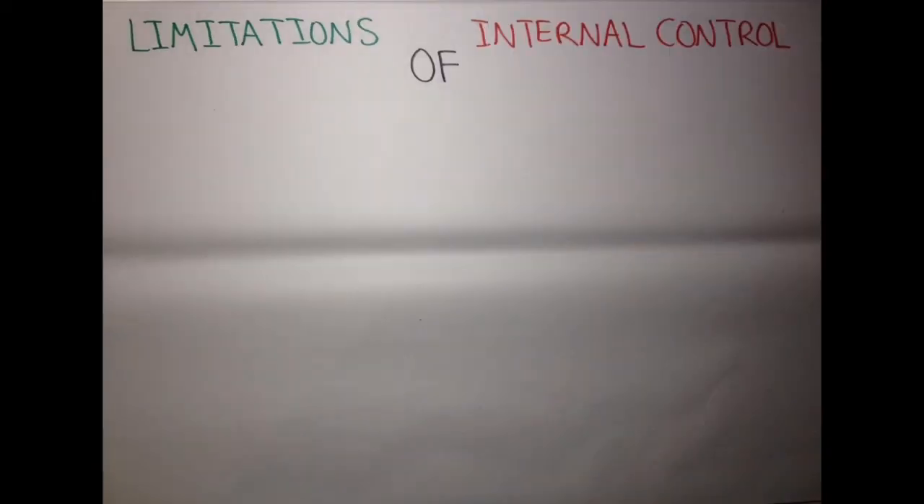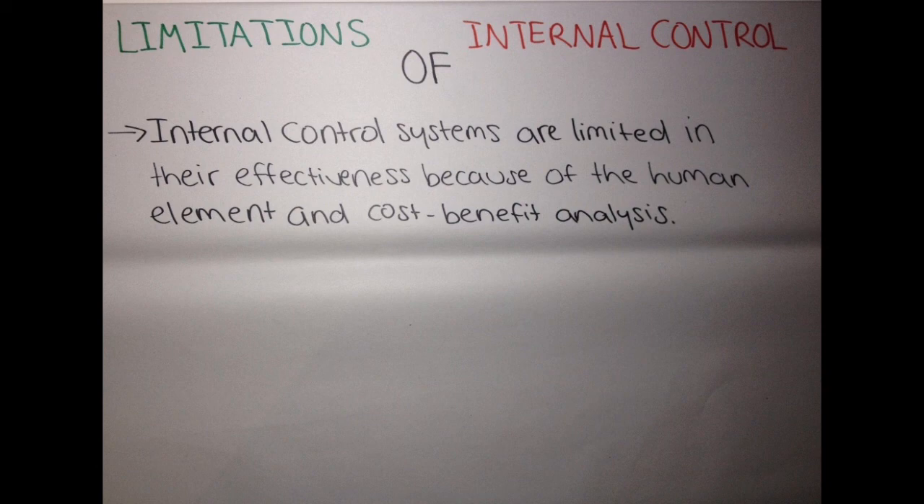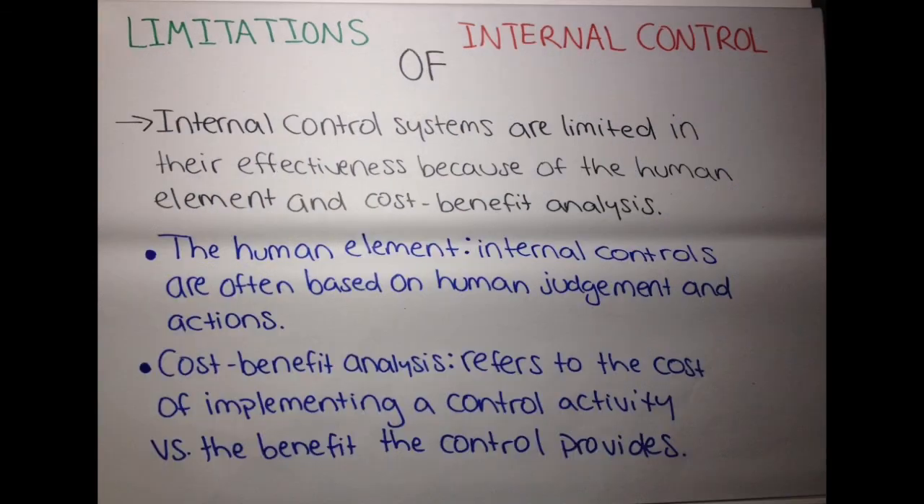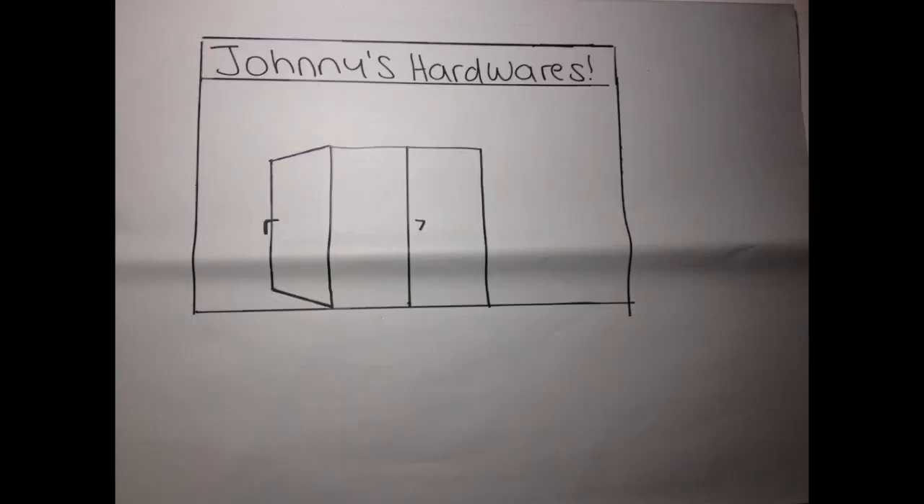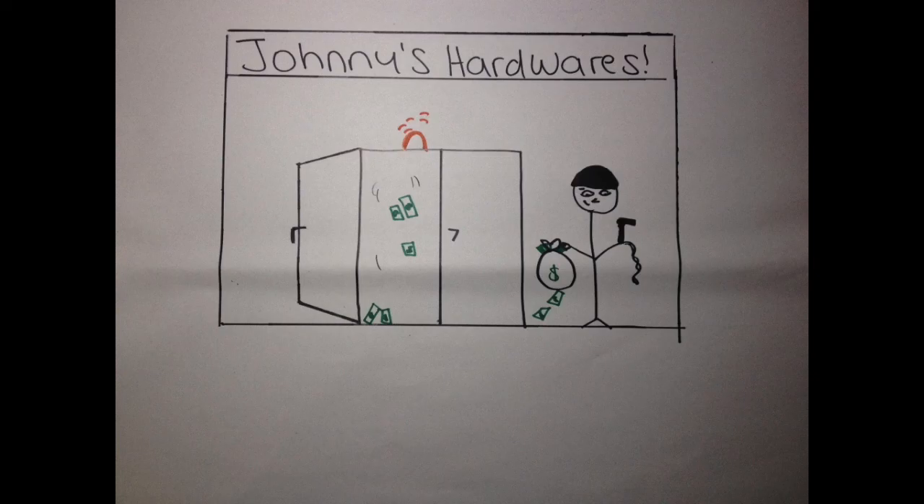The limitations of internal control. Internal control systems are limited in their effectiveness because of the human element and cost-benefit analysis. The human element refers to the fact that internal controls are often based on human judgments and actions. As you can see here, an employee at Johnny's hardware store accidentally forgot to lock the company's doors after a night shift. This resulted in the theft of supplies and some cash, all as a result of the human element.